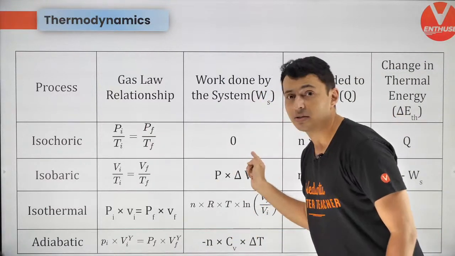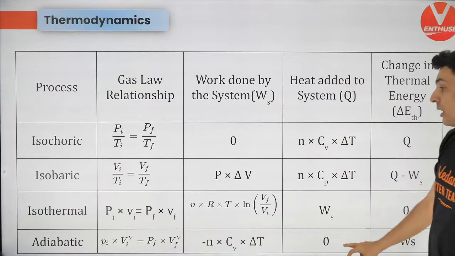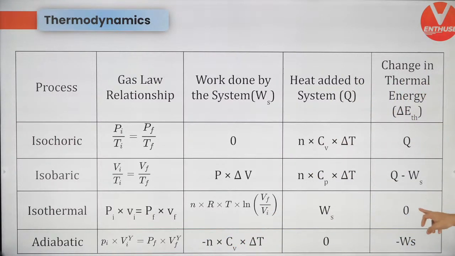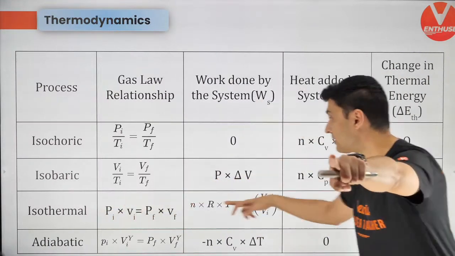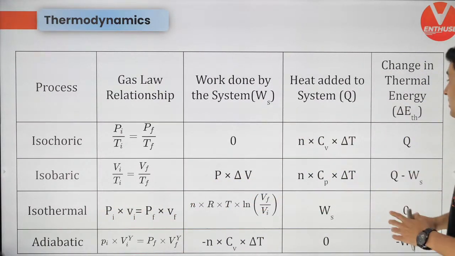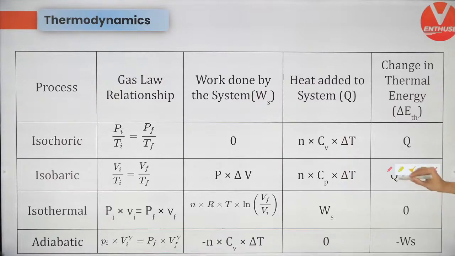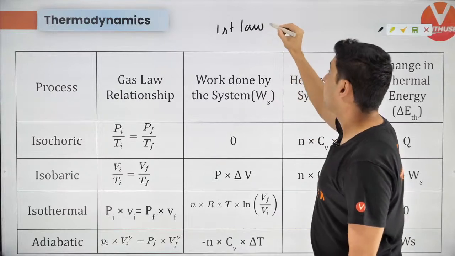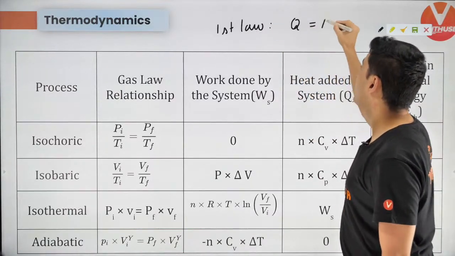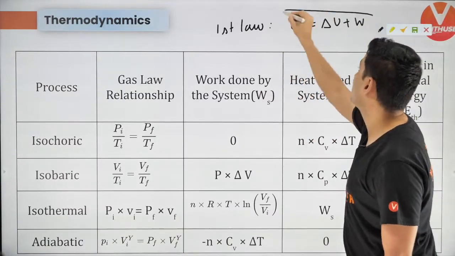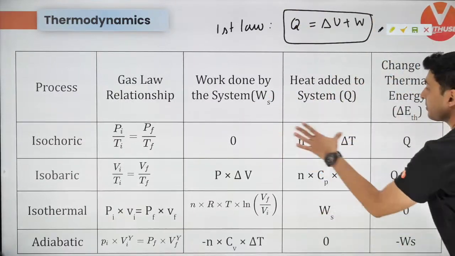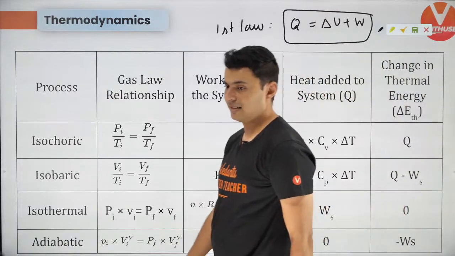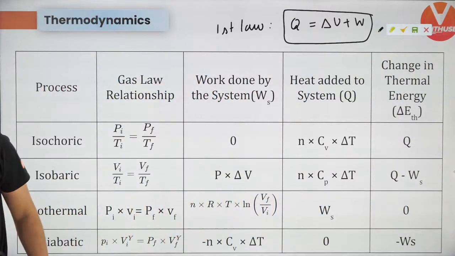Work done is zero for isochoric. And for adiabatic, heat is zero. Look at that, adiabatic heat is zero. And for isothermal, temperature does not change, so internal energy change will be zero. And this all should follow the first law. What is the first law? In physics, be careful: Q is delta U plus W. This is the first law. Keep this in mind.